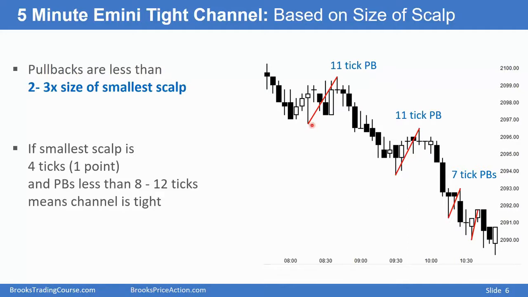11-tick pullback from the low to the top of the pullback, 7-tick pullback. The average pullback is not 3 times bigger than the smallest scalp, 1 point. Therefore, it's better to assume that the channel is tight, and a tight bear channel, it's a breakout on a higher time frame chart, better only to sell.